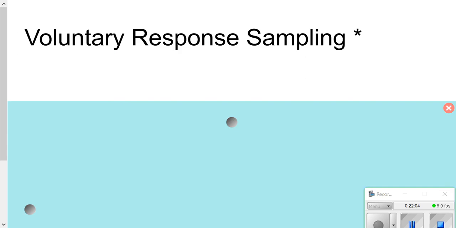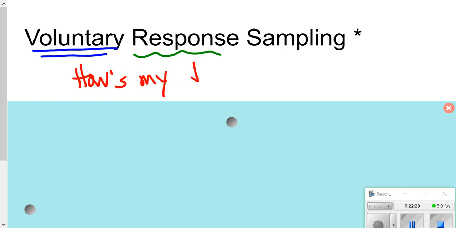These last two I have stars by because they each are flawed, but they each have uses, if that makes sense. So voluntary response sampling is where you ask, I know, it's amazing, but it sounds like what it means. It's where you ask for volunteers to respond or to participate. And my favorite example of this is this bumper sticker.